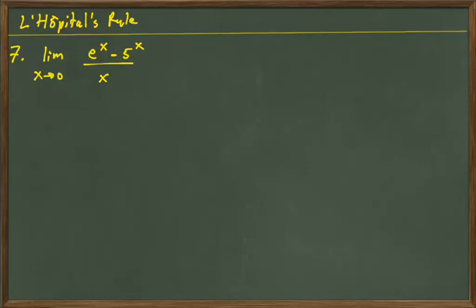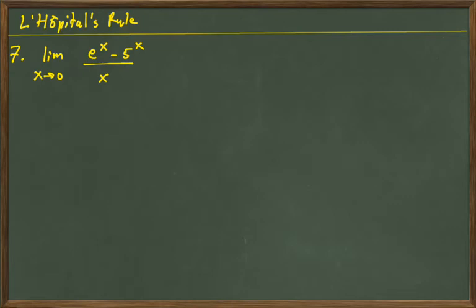Okay, this is our second video on L'Hopital's rule, and we're going to work on a couple more examples. Look at a couple other techniques. So we're going to look at the limit as x approaches 0 of (e to the x minus 5 to the x) all over x.